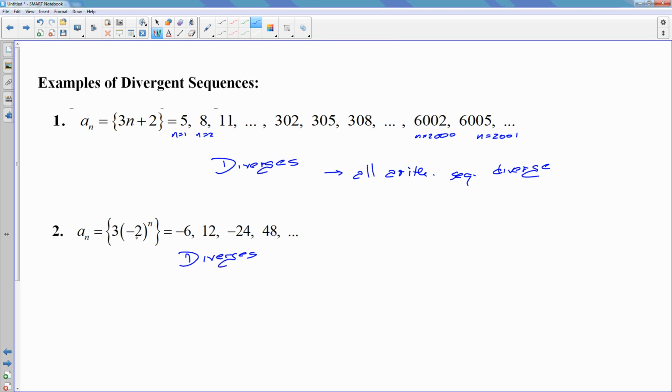Geometric sequences, it depends on what the ratio is. The geometric sequence will actually converge if your ratio is between -1 and 1. It will diverge if your ratio is above 1 or less than -1. So that is what a convergent and divergent sequence is.